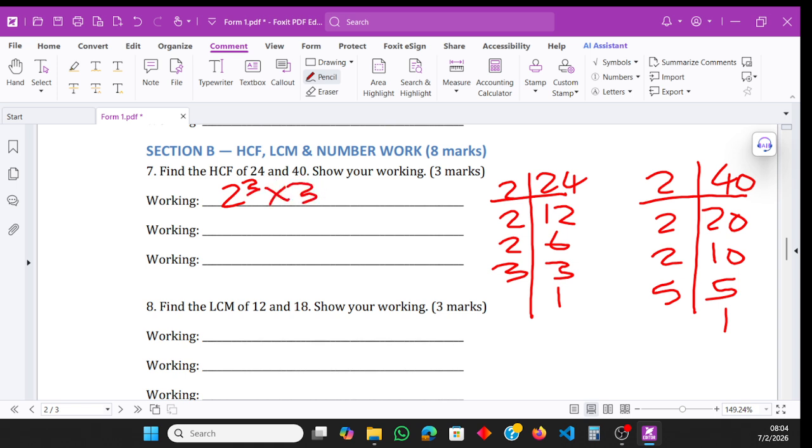I know that's what gives me 24. I do the same for the 1. So 2 to the power 3 multiplied by 5. Now, what do we do on HCF? We check what's common. So what's common is 2. And when we look at 2, we look for the minimal power. So when we check, it is 3 and 3, so the minimal power is 3, which will give us 8. So it means the HCF of 24 and 40 is just 8.